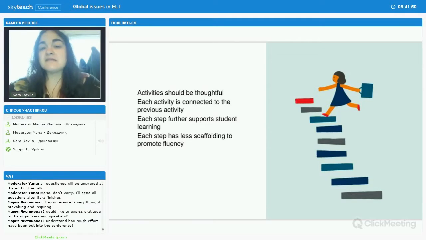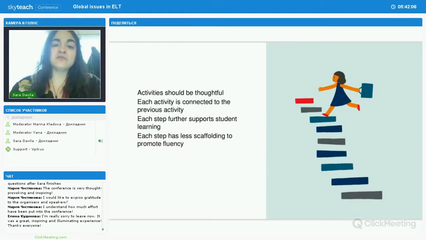So each step inside of our lesson plan is going to connect and support the next step that comes inside of our lesson. Our overall goal is not that we want to have lessons that have a lot of interesting activities or engaging activities. It's to create a lesson that has activities that really build towards success at the end.